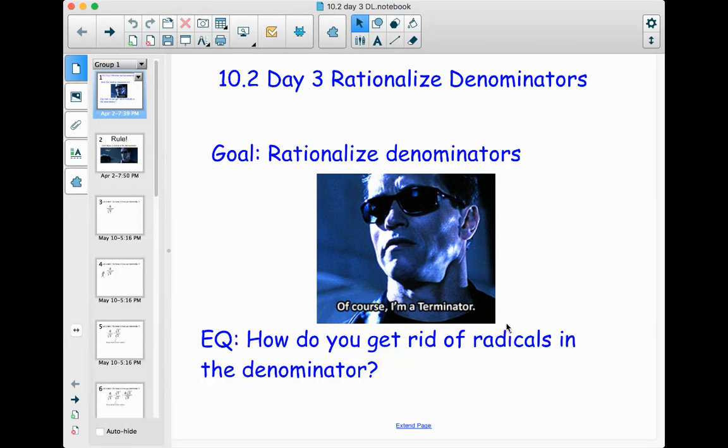Hello, everybody. Mr. Webb here to teach you how to rationalize denominators. I actually brought in a special guest today to help me do that, Arnold Schwarzenegger from the Terminator.